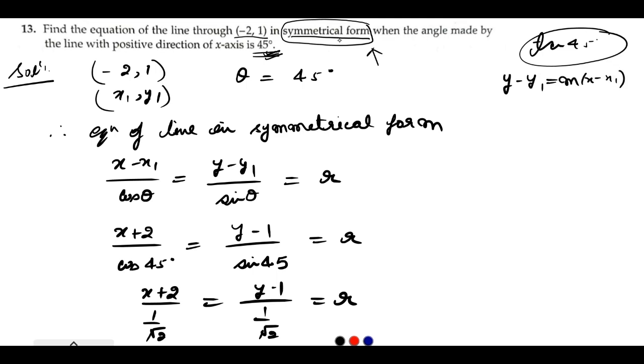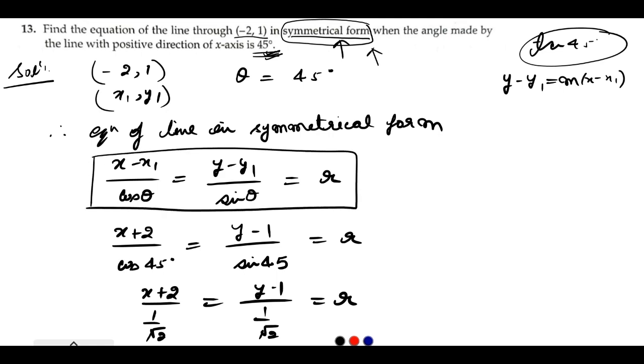And a point is given, so we can apply y minus y1 is equal to m times x minus x1. But if this word is given in the question, you have to find equation of line in symmetrical form, then you will have to apply this formula. Mostly questions of symmetrical form will be solved by this equation. Now come to the next question.